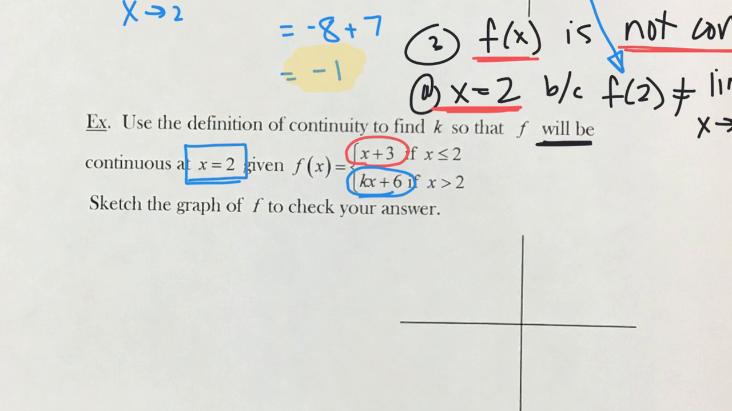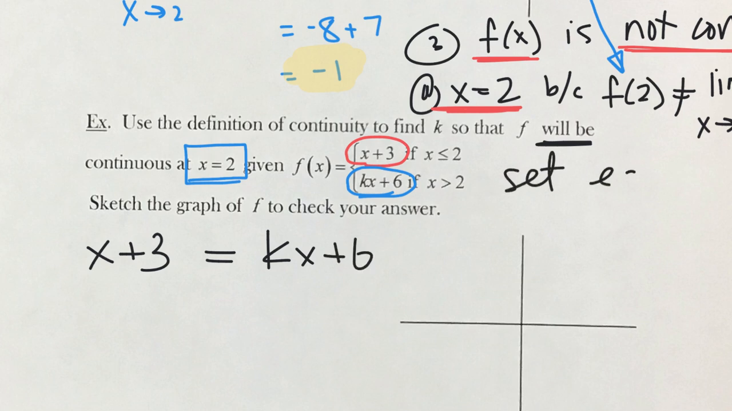The y values have to match up in order for our function to be continuous, right? Because that's about the limits. Where's the red graph going and where's the blue graph going? So we take our x plus 3 and we set it equal to kx plus 6. Okay, set your equations equal.